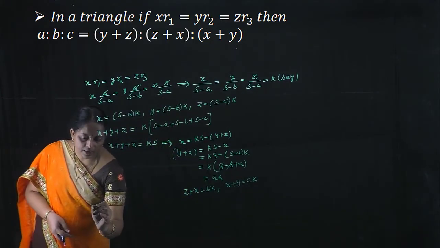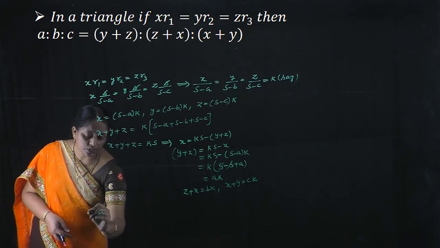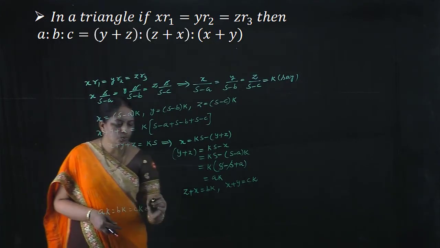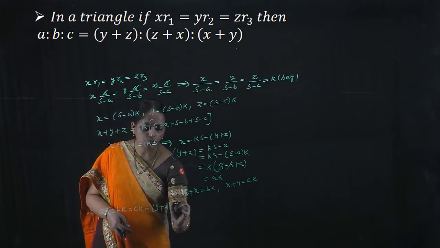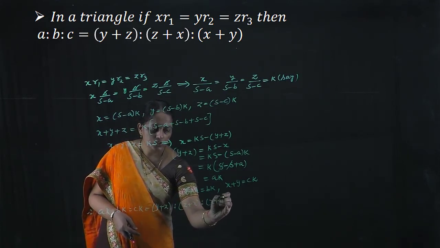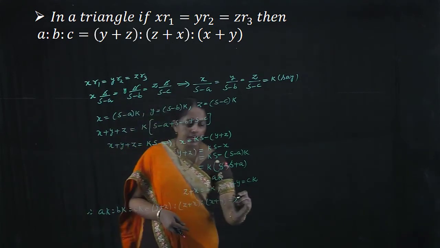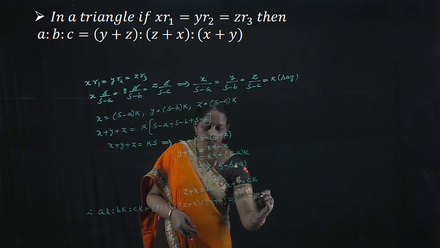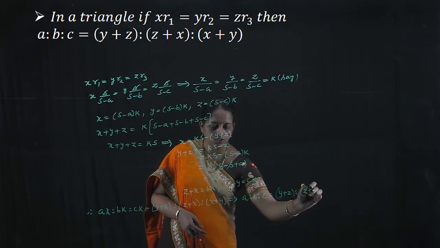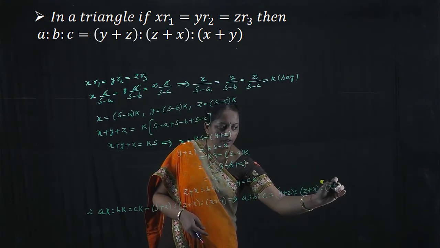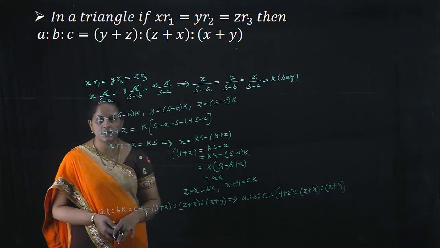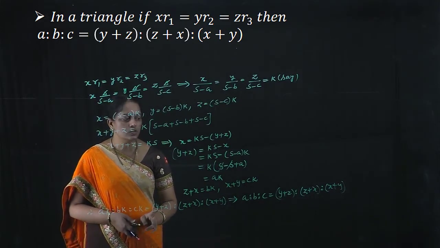Now, therefore ak is to bk is to ck is equal to y plus z is to z plus x is to x plus y. So from this we can write a is to b is to c is equal to y plus z is to z plus x is to x plus y. This is the ratio between a, b, c. Okay, let us see some problems based on this concept.